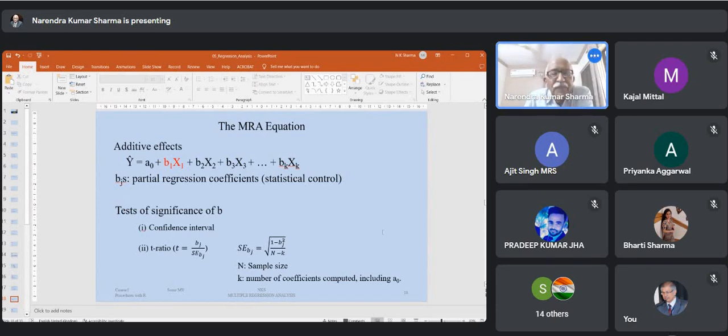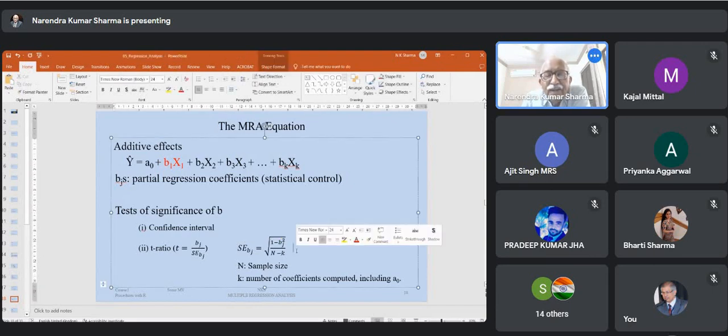And what are the tests of significance of b? For each one there will be a t-test, and t is equal to bj upon SE(bj). SE(bj) is the standard error of that particular coefficient, and it is defined as the square root of (1 minus bj squared) upon (n minus k), where n is the sample size and k is the number of coefficients computed, including a0. So in a regression equation, how many parameters do you have to estimate? If you subtract that from the total number of observations, you get the degrees of freedom. And the standard error of b is 1 minus b squared over n minus k.